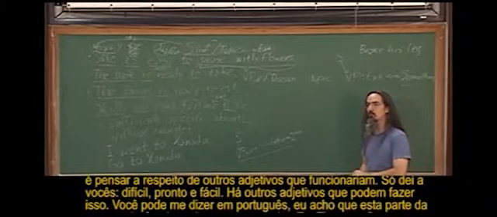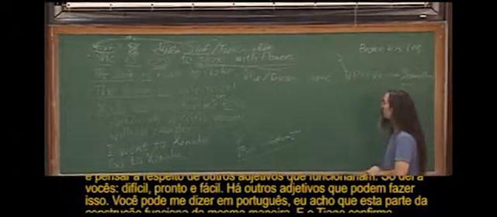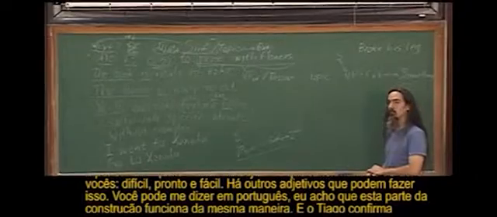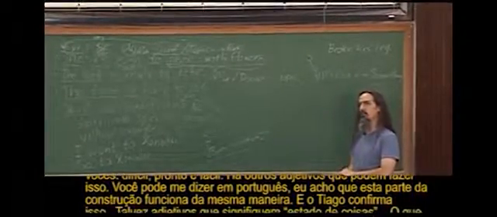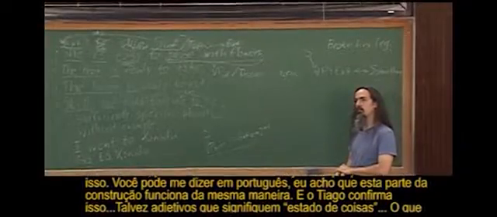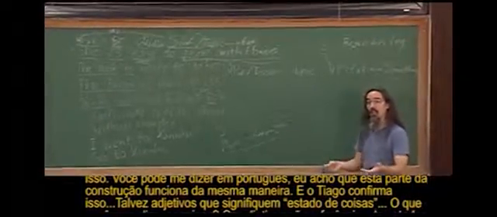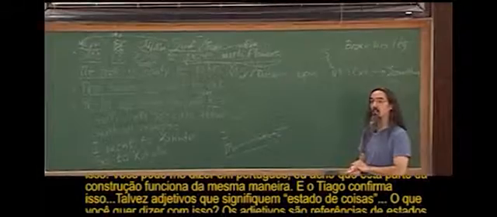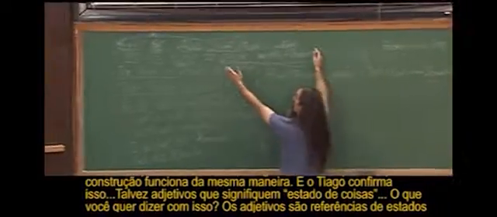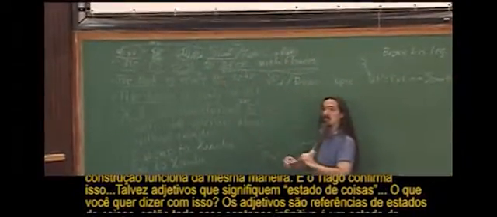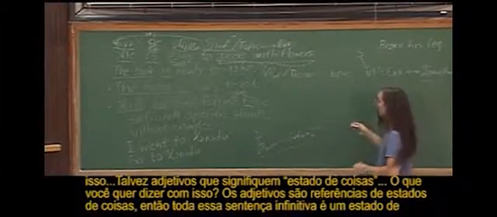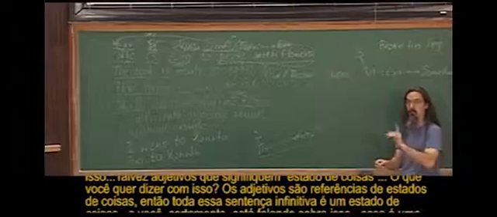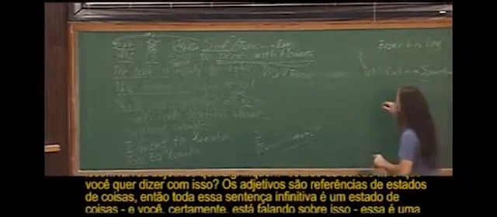Maybe adjectives that mean state of affairs. What do you mean by that? So it's the adjectives that reference a state of affairs. This whole infinitival sentence is a state of affairs, and you're certainly talking about that. So that's a good first restriction. We'll leave it at that. Hold on for just a second.